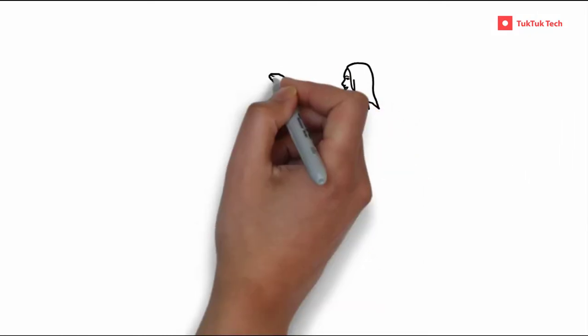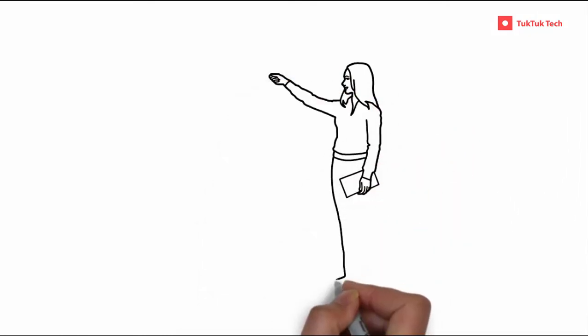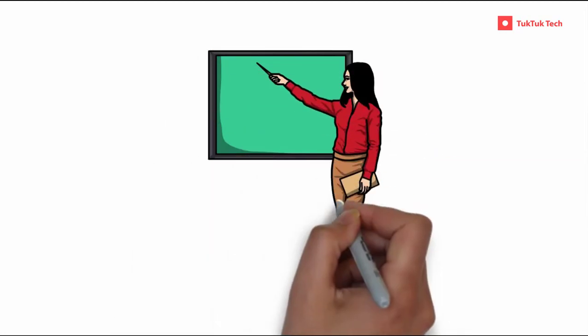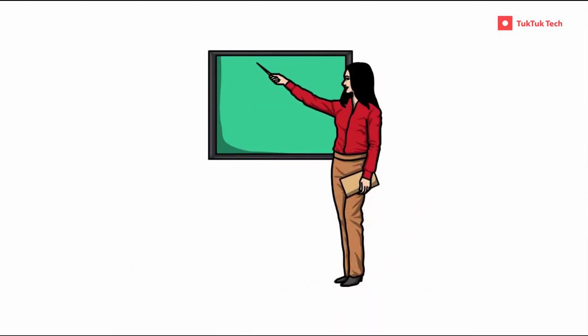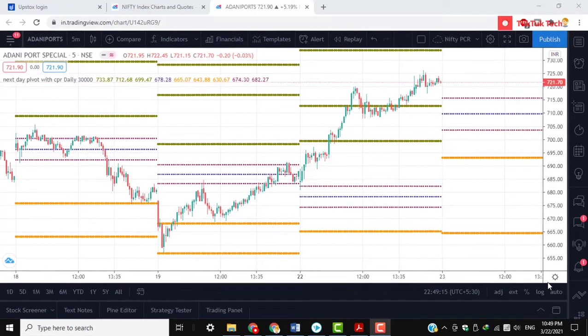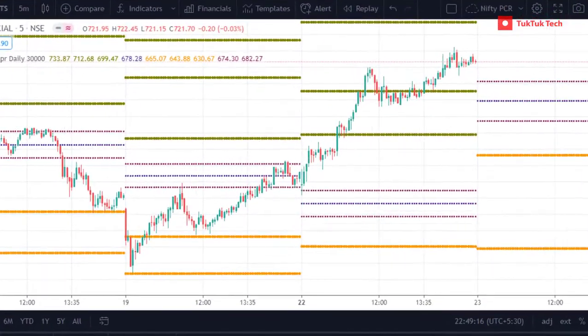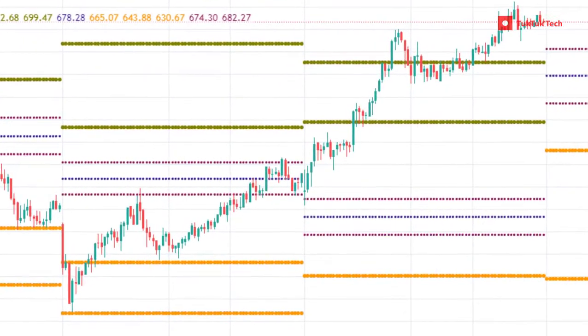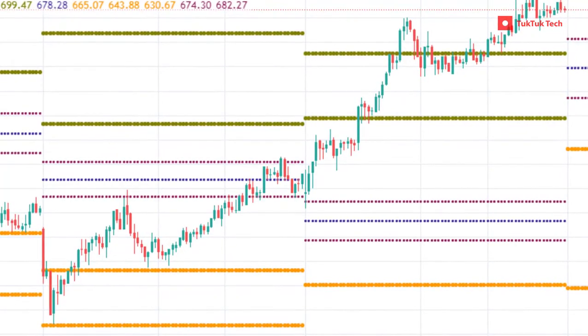Let's check this with an example. On 19th March, Adani Port opened exactly at support 2 level and closed the day at CPR range. The next day, the stock rallied further and closed above resistance 2 level.